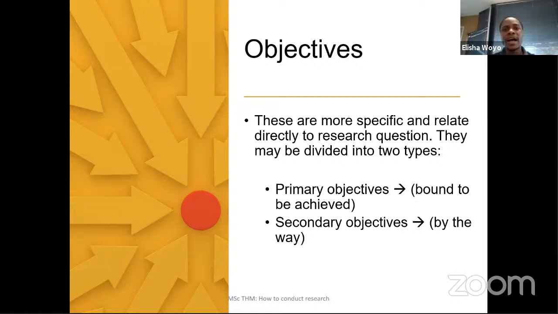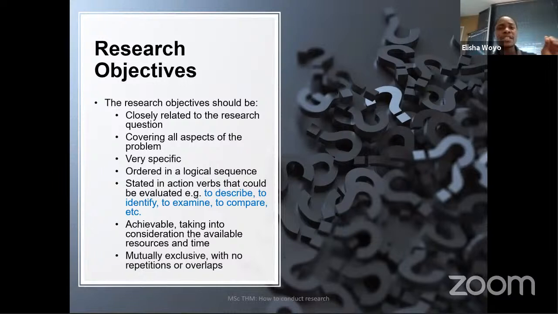So these objectives, like I said, should be closely related to the question, or closely related to the research problem. If your statement of the problem is not good enough, you are not going to formulate good objectives. So formulate a good problem statement for you to formulate a good research objective. They should cover all aspects of the problem. So if you are looking at social capital and agritourism, all aspects about this topic should be reflected in the research objectives.